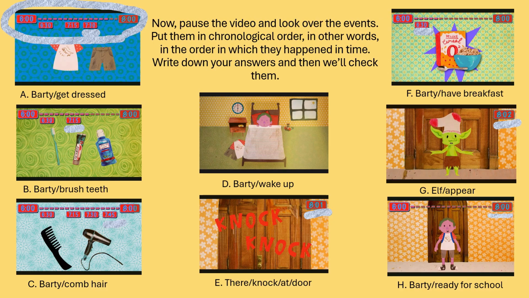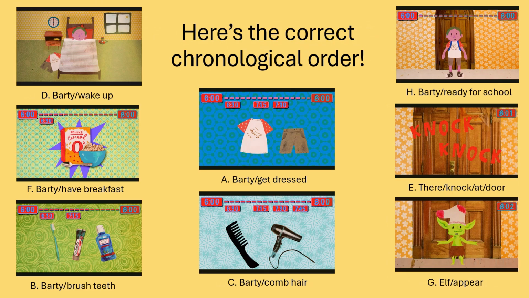Now, pause the video and look over the events. Put them in chronological order. In other words, in the order in which they happened in time. Write down your answers and then we'll check them. Here is the correct chronological order. You should have D, F, B, A, C, H, E, and G.